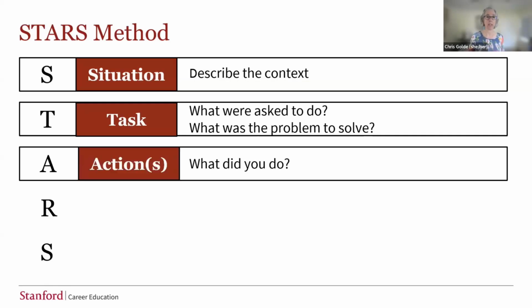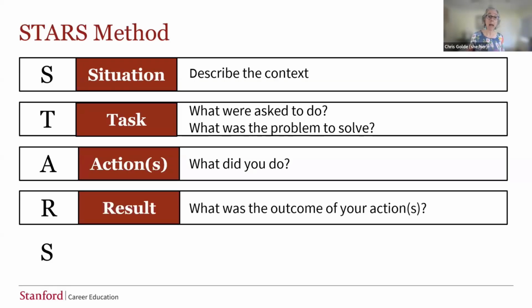A is for action. Next, you tell us what you did. This is where you will go into more detail. R equals results. What happened as a result of your action? How did you know it was successful? Again, some detail might be helpful to the listener.